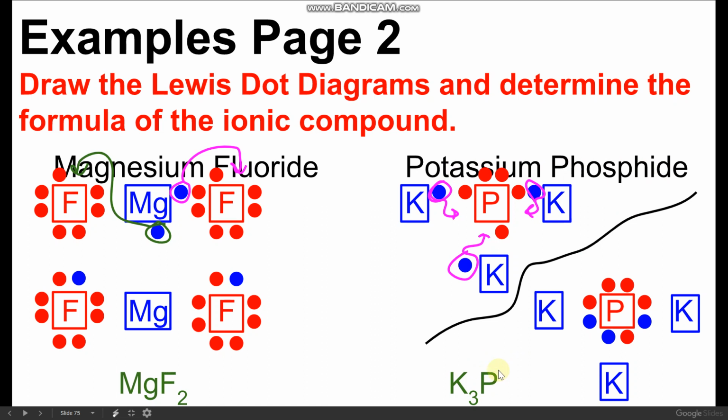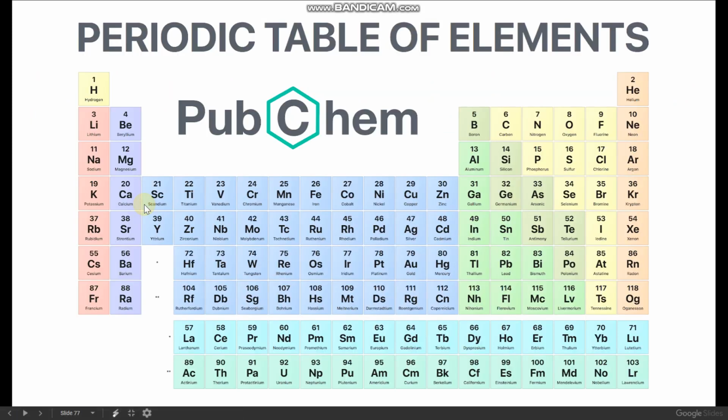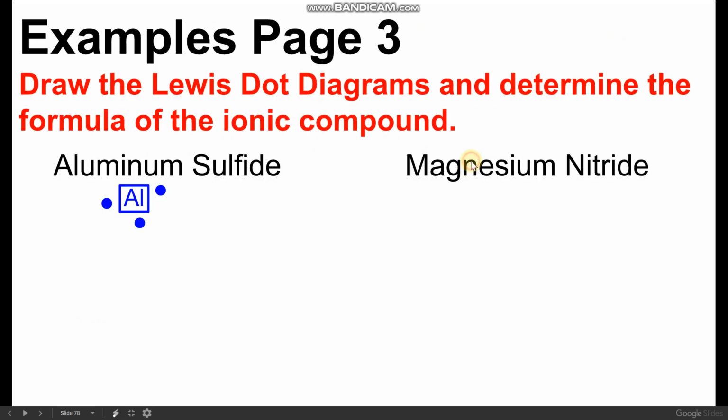Okay, and so then we have one last page of examples here. We're going to start off here with aluminum sulfide. I've already written the chemical symbol for aluminum and put a box around it. Let's take a look at the periodic table. Aluminum is the first, second, third element in its row. And so we're going to give it 1, 2, 3 valence electrons.